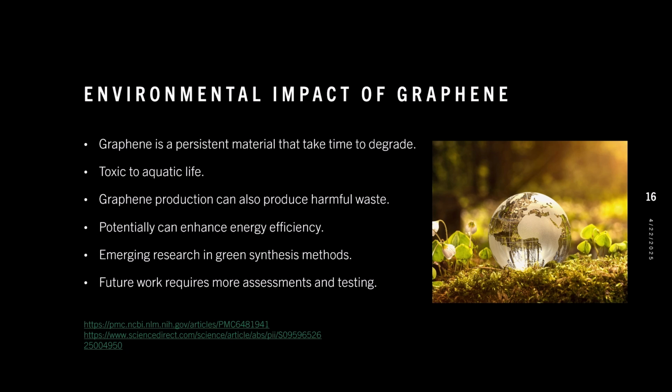It can make batteries and solar panels more efficient, and researchers are working on eco-friendly ways to make it, like using plant-based materials. The bottom line is, graphene is exciting, but we need to keep developing safe and sustainable ways to produce and use it. This requires future work in assessments and testing.